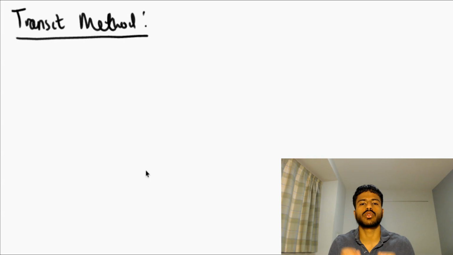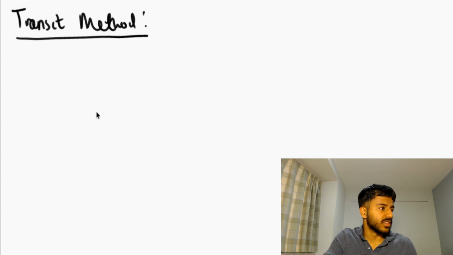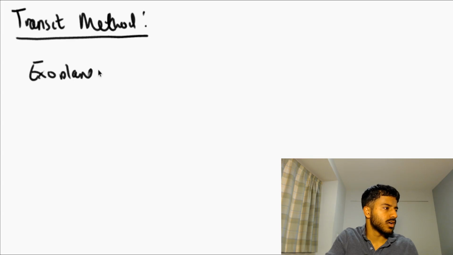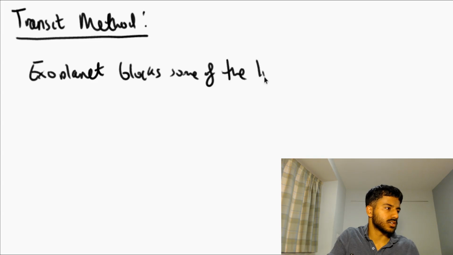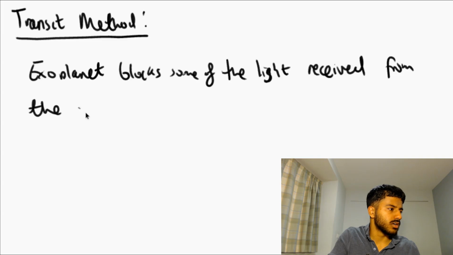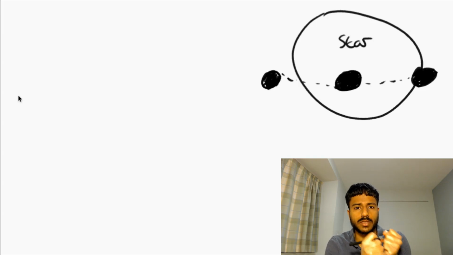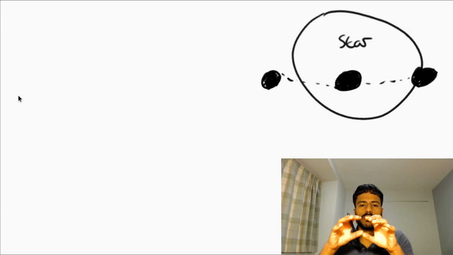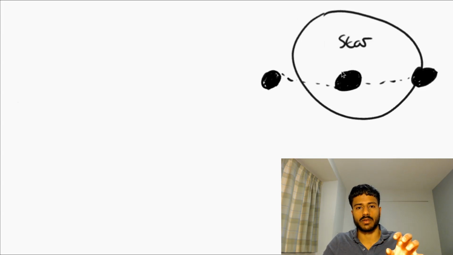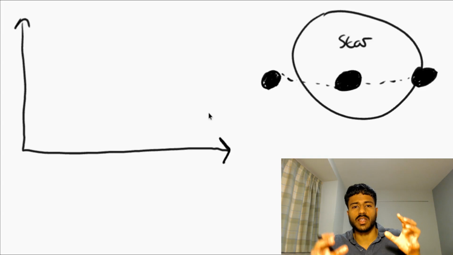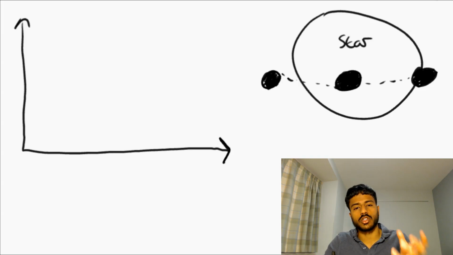Now the third method is something called the transit method. And this is where the exoplanet blocks some of the light received from the star that it's orbiting. So here this black shaded in object is my exoplanet. And as this planet passes in front of the star, you can clearly see that there's going to be some sort of blockage from this area that it's covering. So the light received from that area of the star is now going to be blocked. So if you were measuring the amount of light received from the star, it would look something like this.